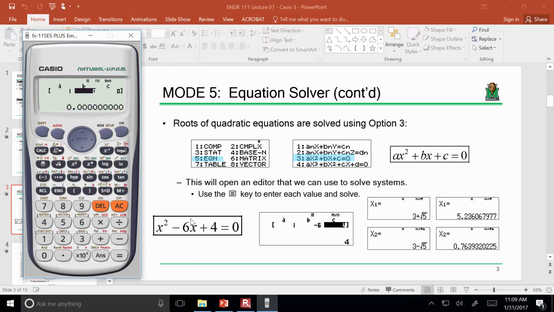So this one where it's asking about b should be -6. We have to be careful to include the sign of the variable that's there. So I'm going to say -6 and equals. And finally for c, which is just the constant, in this case it's 4, and equals. And when you press equals again, it will mention the roots.